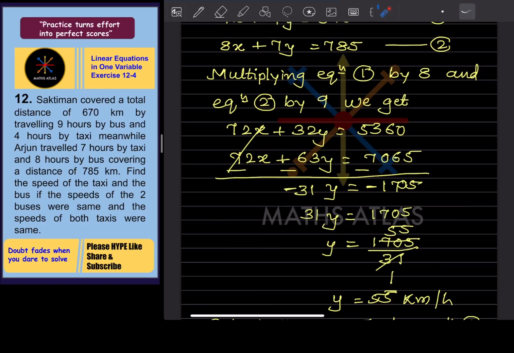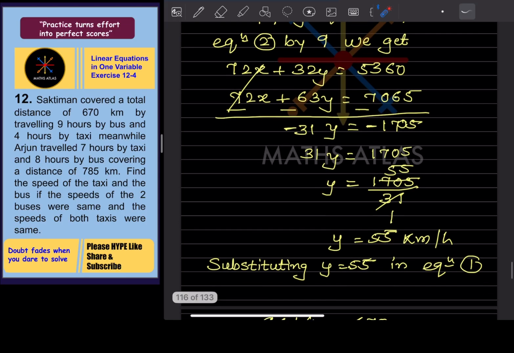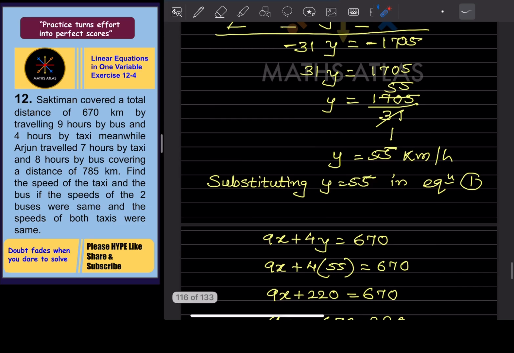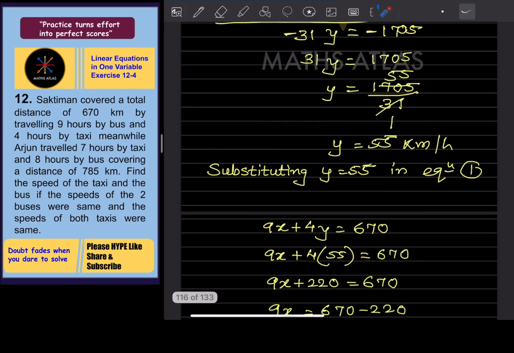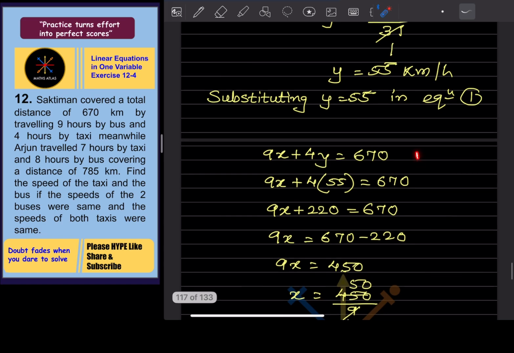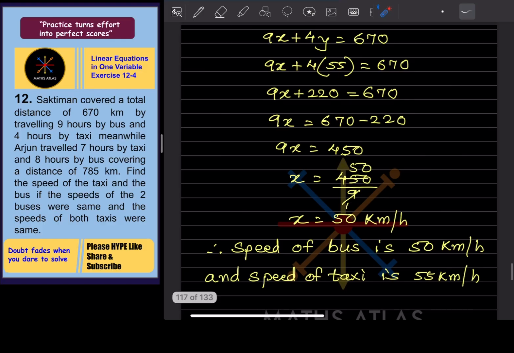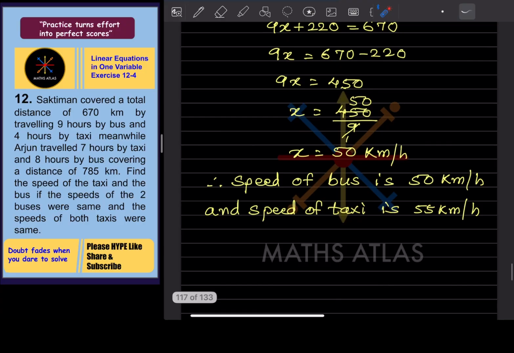So 31y is 1705. So y will be 1705 divided by 31, which is going to be 55 km per hour. So substituting y is equal to 55 in equation number 1. In place of y, put 55. So this is going to be 220, rest all the same. So 9x will be 670 minus 220, so 9x is 450. So x is going to be 450 divided by 9, which is 50 km per hour. So x we considered as bus. So speed of bus is 50 km per hour, and y, which we already got, the speed of taxi, is 55 km per hour.